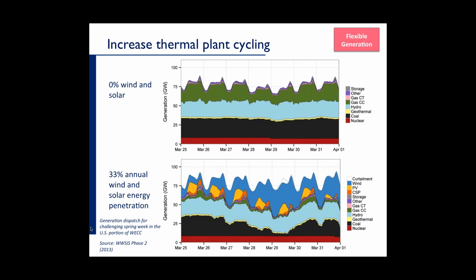In the bottom graph, we have a substantial amount of both wind and solar energy, 33% annually of all energy is coming from wind and solar. And if I can, again, draw your attention to the black trace, the coal units are now moving around a lot more. You can see at the beginning of the week, they're generating somewhere around maybe 30 gigawatts, minus the nuclear, which is in red. And then you can see around March 29th, March 30th, they're not generating very much at all.